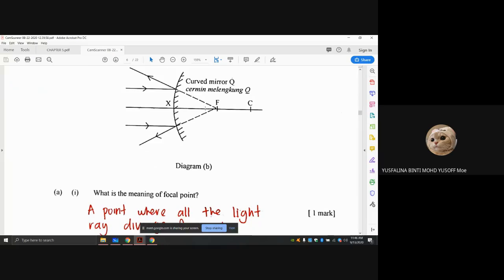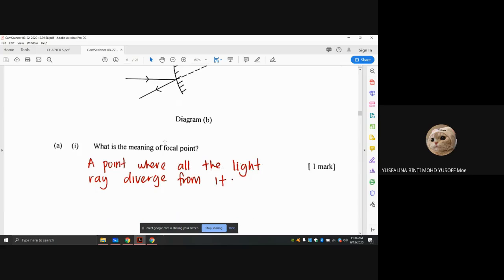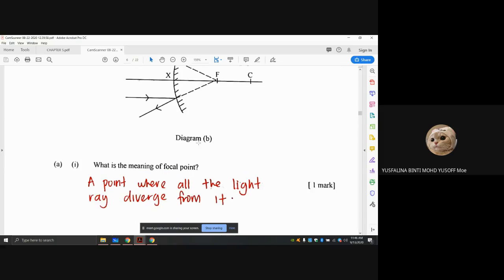meaning of focal point. Since this is a curved mirror, I already told you that this one is the convex mirror, right? A convex mirror is a diverging mirror. So the meaning of focal point for a convex mirror is a point where all the light rays diverge from.